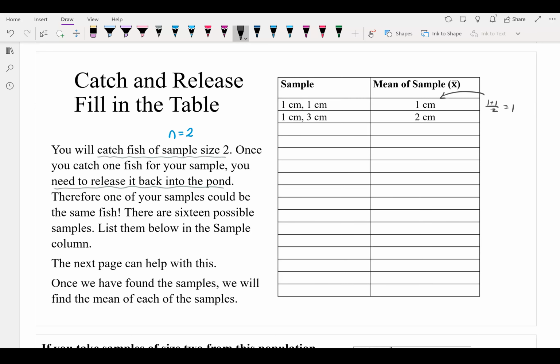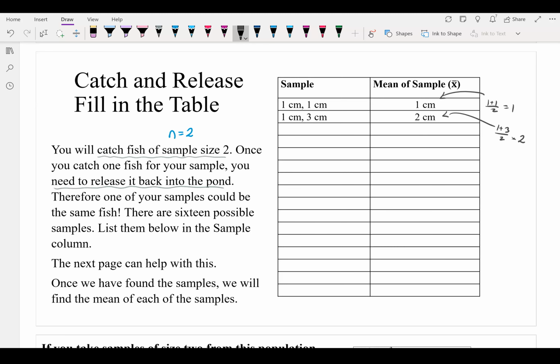You do the same thing again. Let's say you go and you catch a fish, and it's 1 centimeter, you throw it back, you come catch another fish, it's 3 centimeters, you throw that back. The mean length, the average length of the fish that you caught, is 2, because it's 1 plus 3 over 2, which is 4 over 2, or 2.